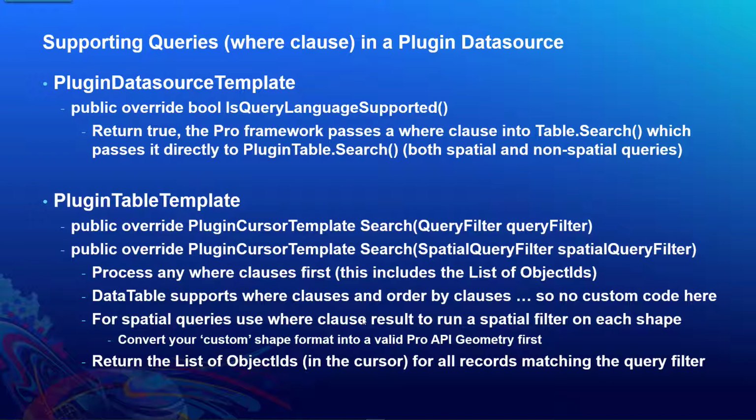For spatial queries, I use the where clause result. So I perform my where clause first, and then I run a spatial filter on each shape. So remember, before I can run a spatial filter using the Pro API, I have to convert my custom shape format into a valid Pro API geometry. Then again, from the result of my where clause and spatial query, I return a list of object IDs in the cursor instance that I return for all the records matching the query filters.